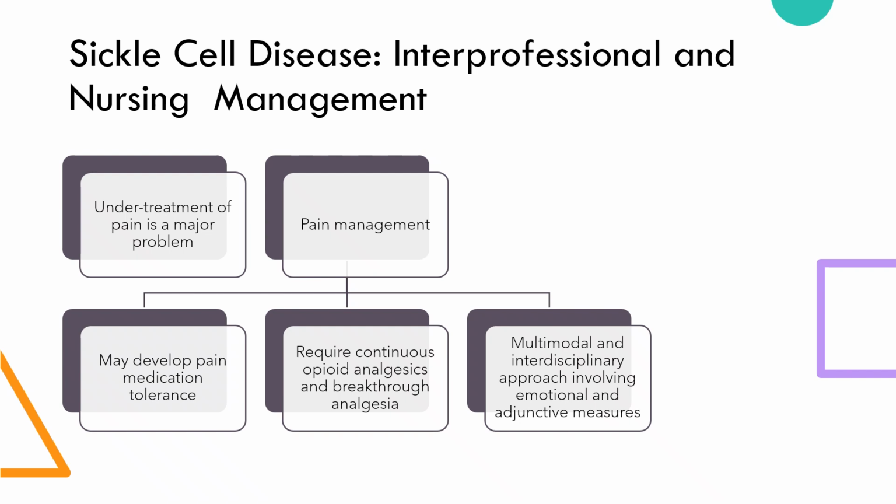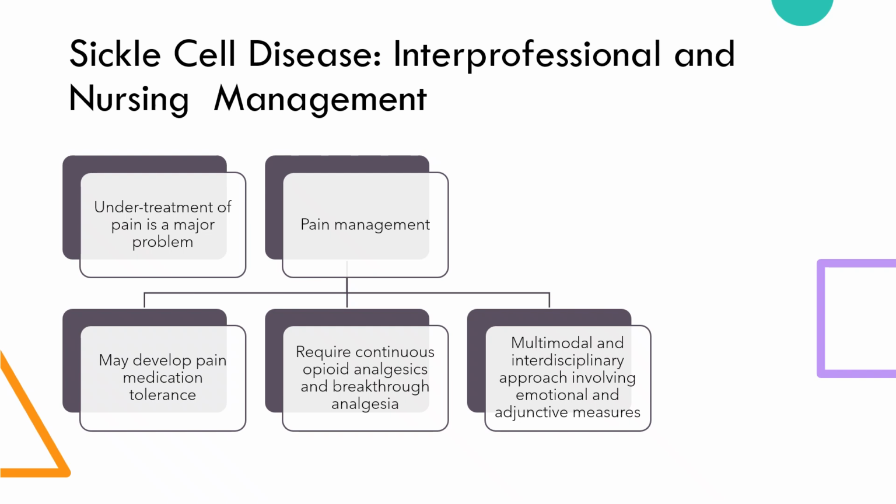Professional and nursing management. Use a holistic approach to address the pain and its impact on the patient's quality of life. Patients may have different types and sites of pain, as well as acute and chronic. Undertreatment of sickle cell pain is definitely a major problem. These patients may develop tolerance. They may need larger doses of pain medication to reduce pain to an acceptable level.